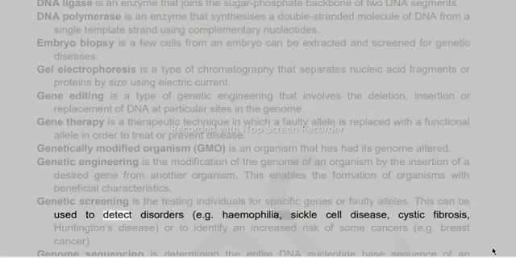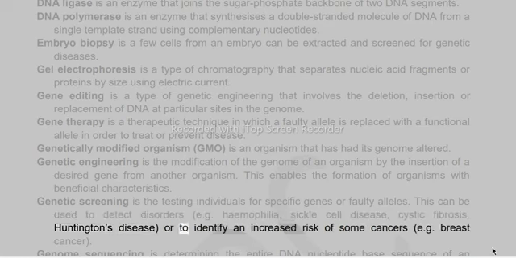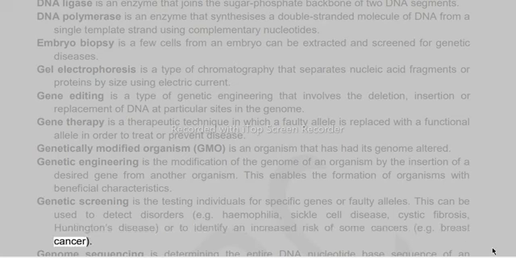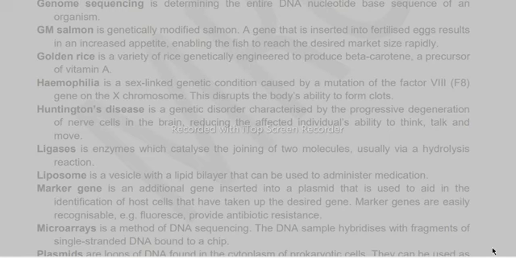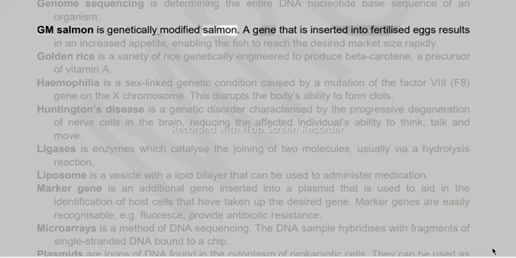This can be used to detect disorders, e.g. hemophilia, sickle cell disease, cystic fibrosis, Huntington's disease, or to identify an increased risk of some cancers, e.g. breast cancer. Genome sequencing is determining the entire DNA nucleotide-based sequence of an organism. GM salmon is genetically modified salmon.